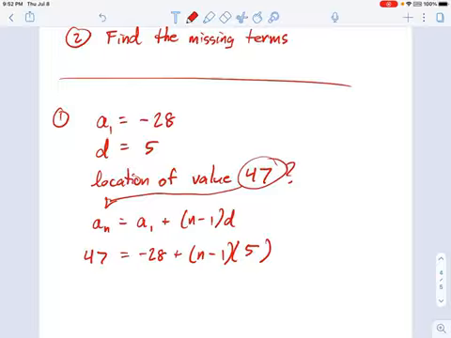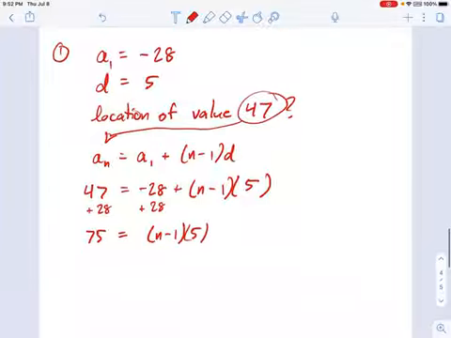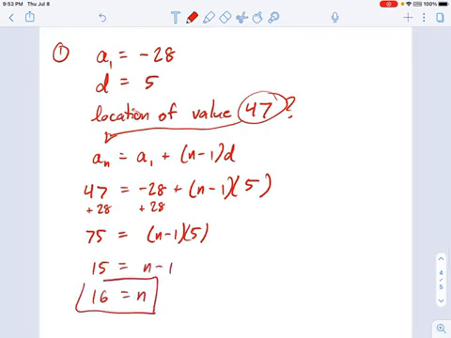Difference is 5. So now we're adding 28 to both sides, right? I just want to solve the equation, figure out what n is. So 60, 75. I get 75 equals n minus 1 times 5. Divide each side by 5. 15 equals n minus 1. Add 1 to each side. We get n equals 16.